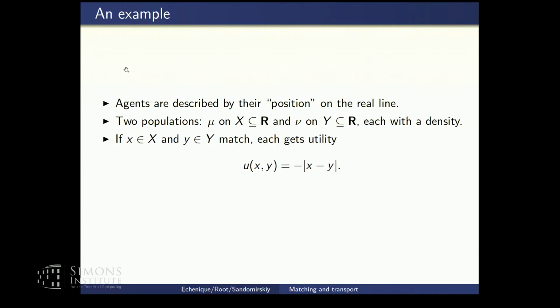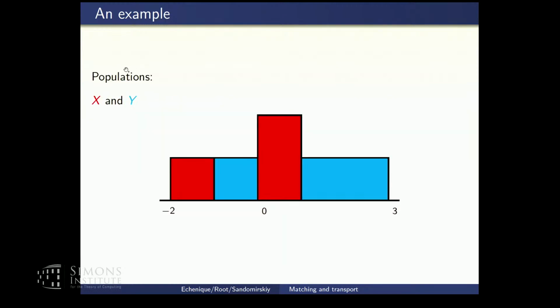Now, the utility from a match will be how close people are to each other. So let's imagine that each agent is described by their position on the line, and like wants to be with like, so people want to be with people who are as similar to them as possible. Okay, so very simple preferences. Here's an example. I have two densities, the red density and the blue density, and they happen to have this joint support in this example. All right, so what do the stable matchings look like here?